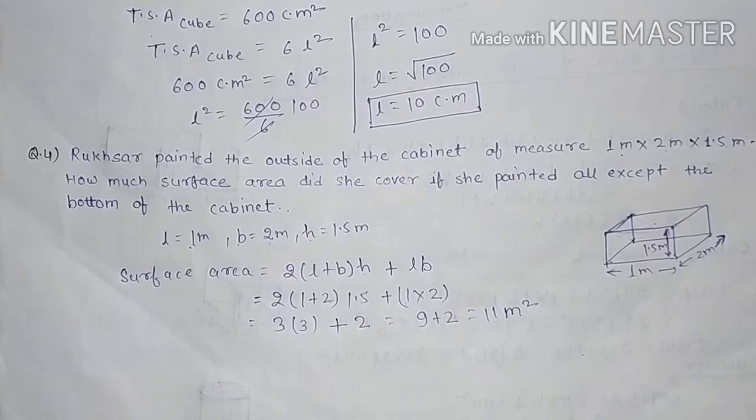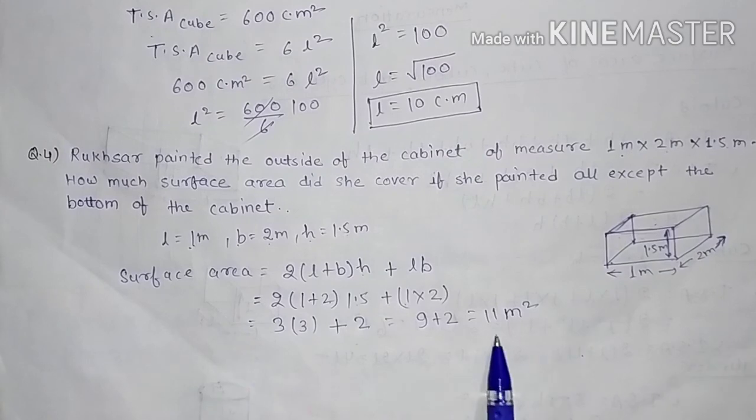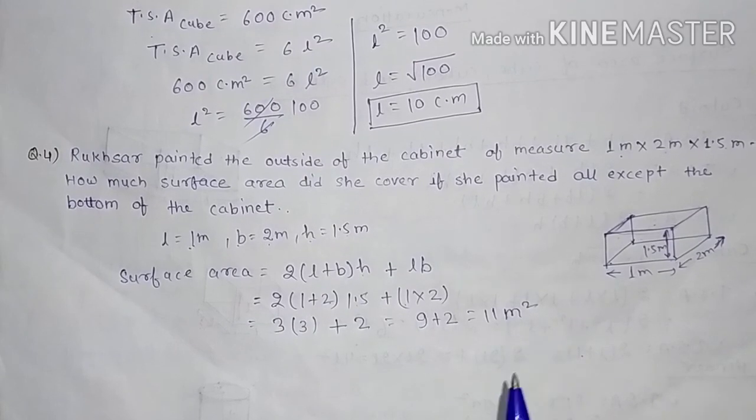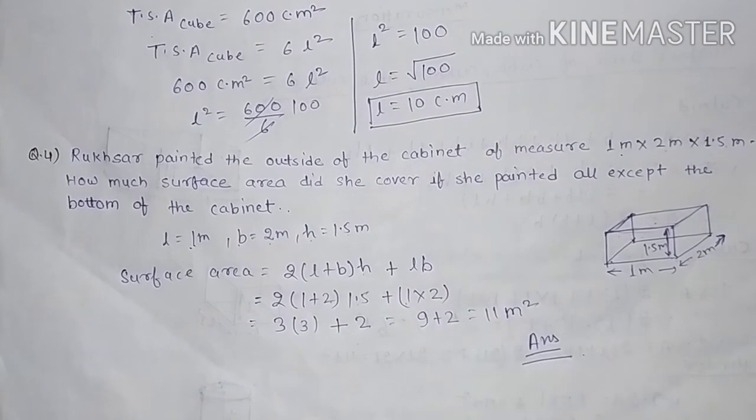Now the surface area that Rukhsar has to paint is 11 meter square. This is the simple answer.